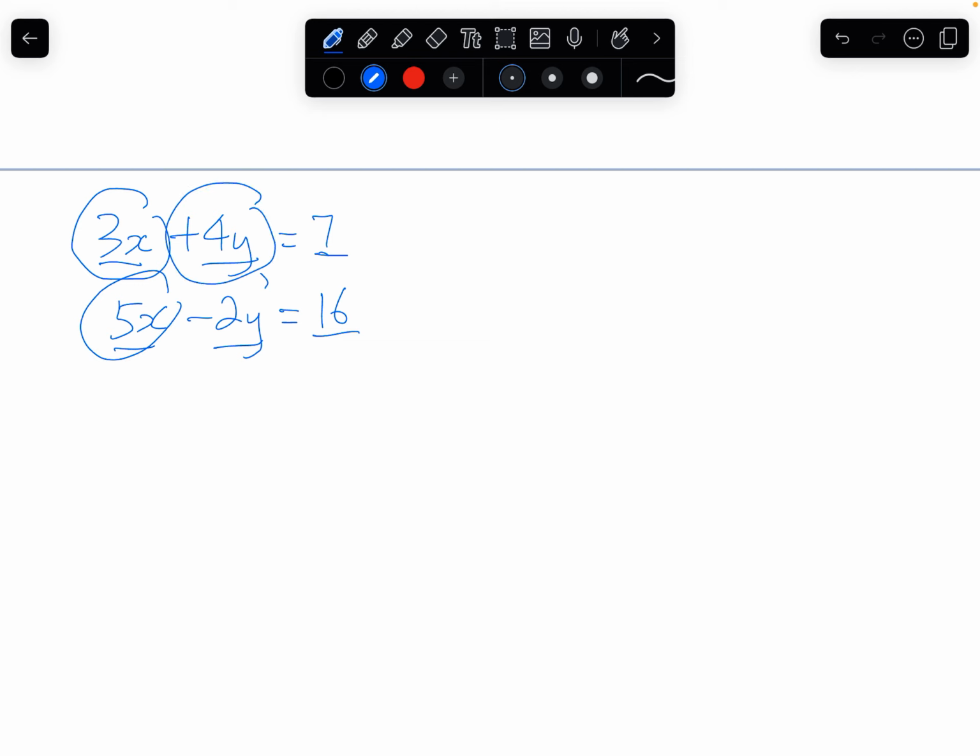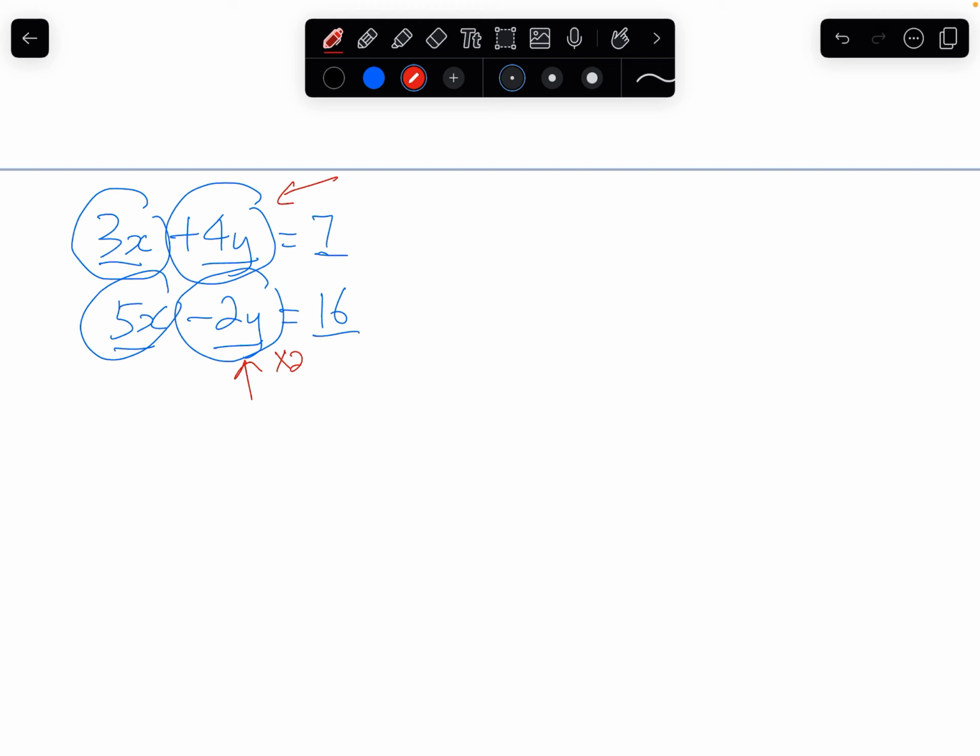Okay, now they don't really look the same, but can we actually try to make them the same? I think we could do that. So what I could do is make 4y and this 2y look the same, and the most sensible way to do this is probably to multiply this by 2.